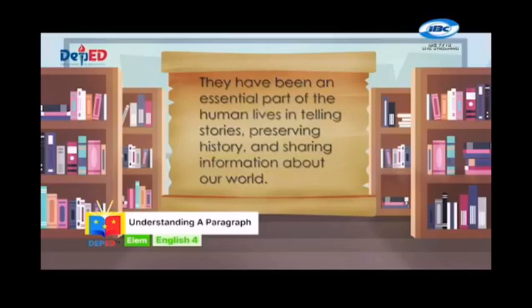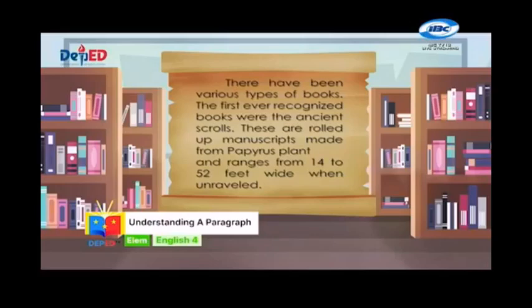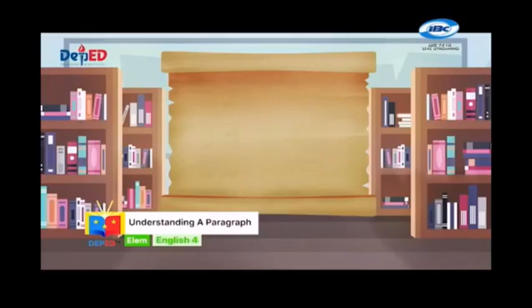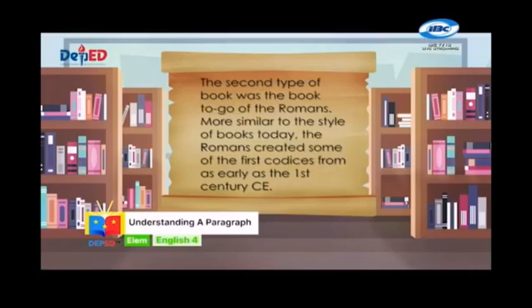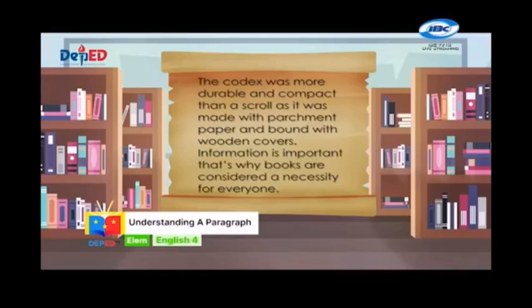The first ever recognized books were the ancient scrolls. These are rolled-up manuscripts made from papyrus plant and range from 14 to 52 feet wide when unraveled. The second type of book was the codex of the Romans. More similar to the style of books today, the Romans created some of the first codices from as early as the 1st century Common Era. The codex was more durable and compact than a scroll as it was made with parchment paper and bound with wooden covers.